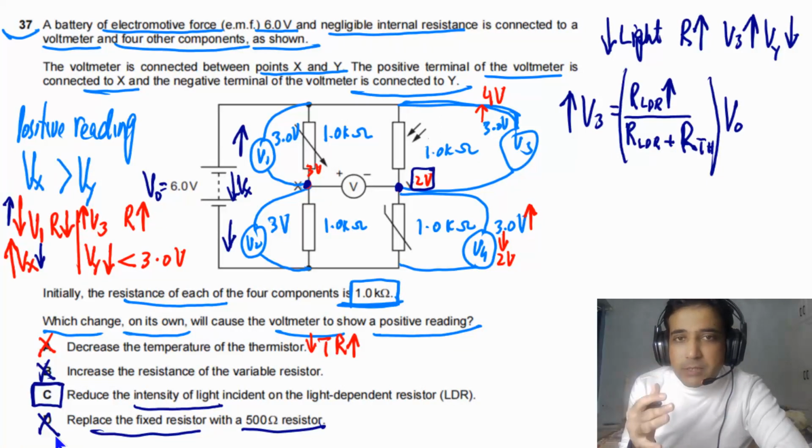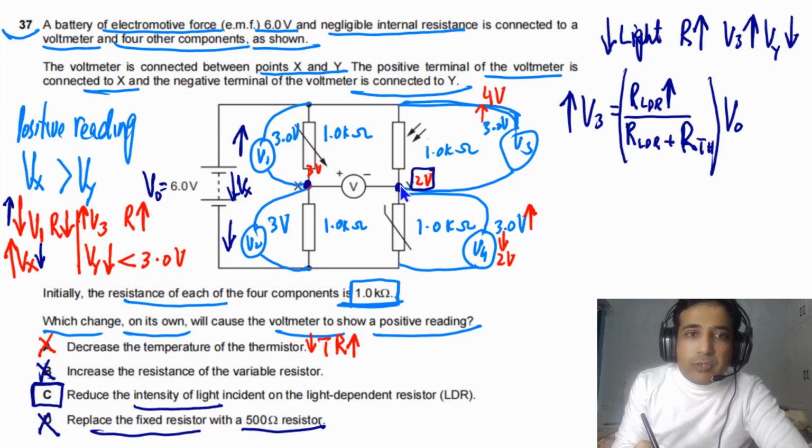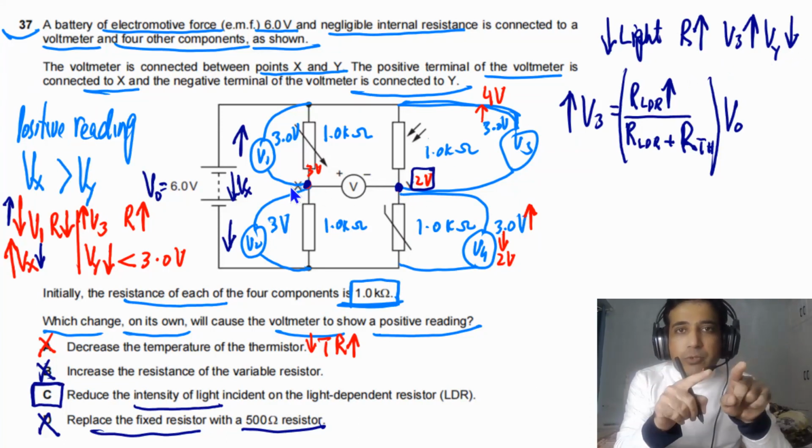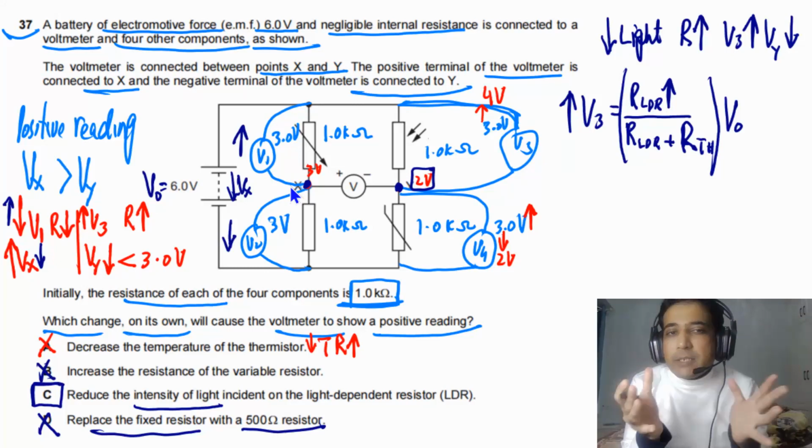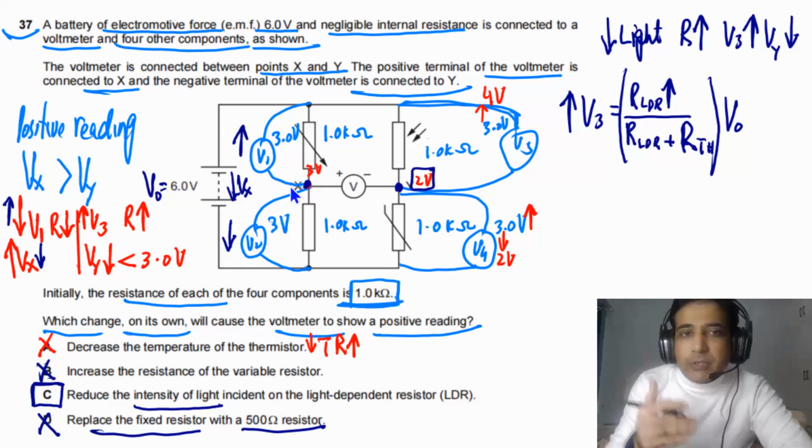I have explained this one in detail. If I want to explain this question very quickly, I will simply go for this one. So resistance of LDR has to increase. When will it increase? When light level goes down, so V3 will increase, so Vy will decrease. So this reading will be lower than this one. Reading on this voltmeter will be positive. So I will answer this way, but I wanted to explain you in detail so you can have better understanding about this problem. I hope this one is clear to you.